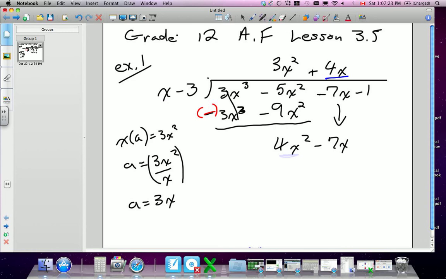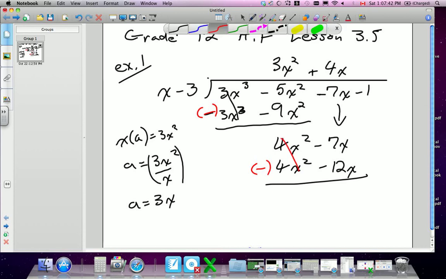Okay, we'll do a couple, don't worry. So when I multiply them, 4x times x, we get 4x squared. And 4x times negative 3 is negative 12x. Same idea, we subtract. These guys cancel each other out. And again, this is like negative 7 plus 12. So we end up with 5x. Bring down the last term, negative 1.